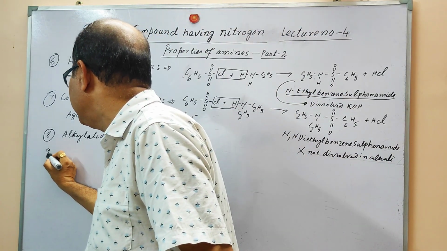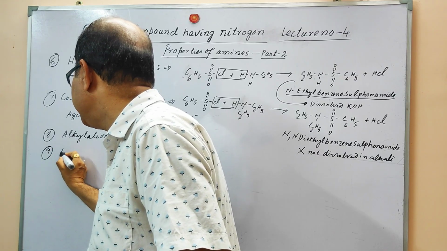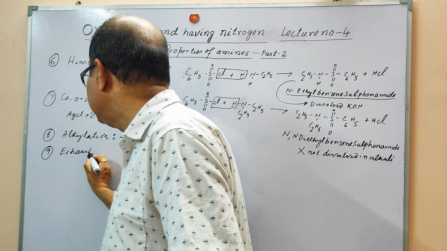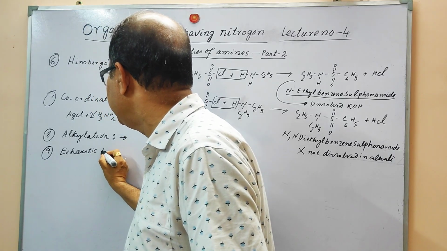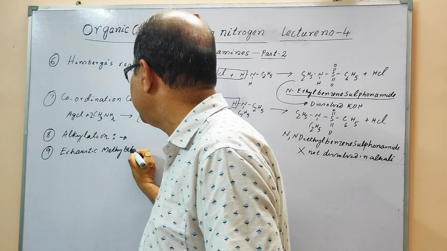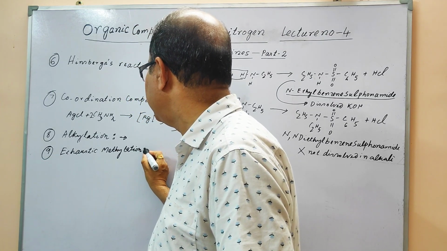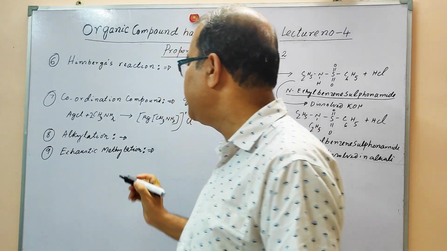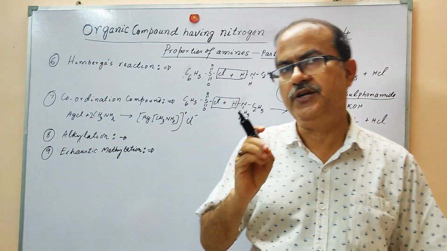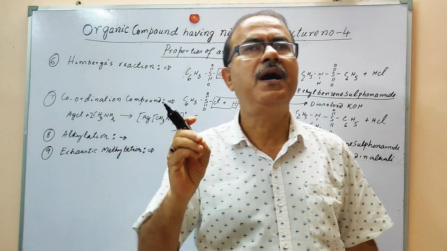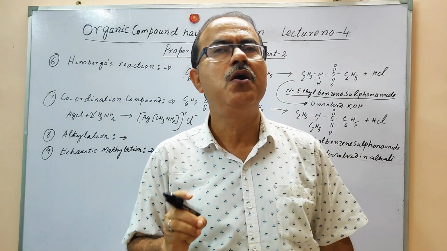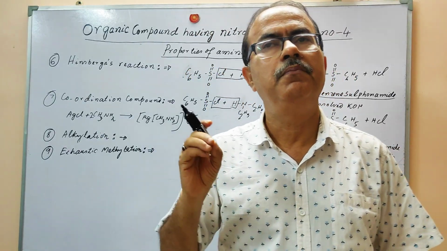The next reaction we are going to discuss, reaction number 9, is the exhaustive methylation reaction. Exhaustive methylation reaction, what is that? Let us understand. It is basically with excess methyl iodide. When ethylamine is reacted, it is going to produce the quaternary ammonium salt.